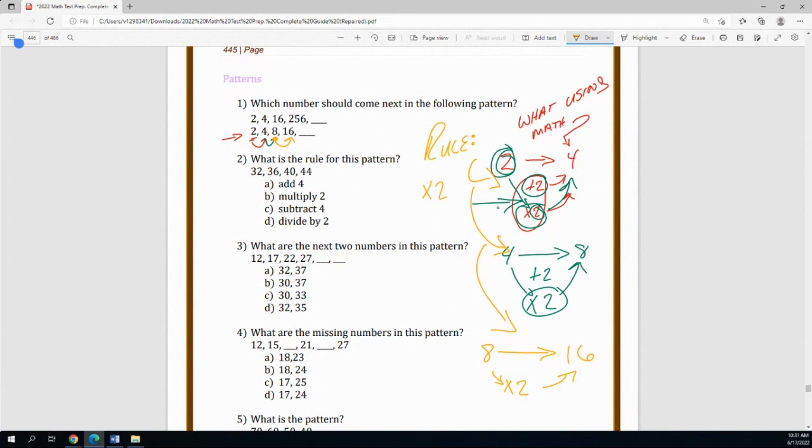So I'd say, well, what's going to be the next number then? Well, it's going to be 16 times 2. And I'm like, yeah, what is 16 times 2? 32. I'm like, yeah. So that's what figuring out the pattern is. Now, again, remember, they're going to use the word rule. And what it means is what is being done to every number to create the next number.